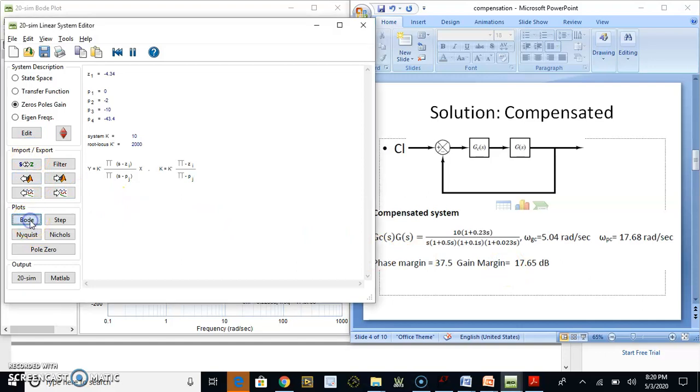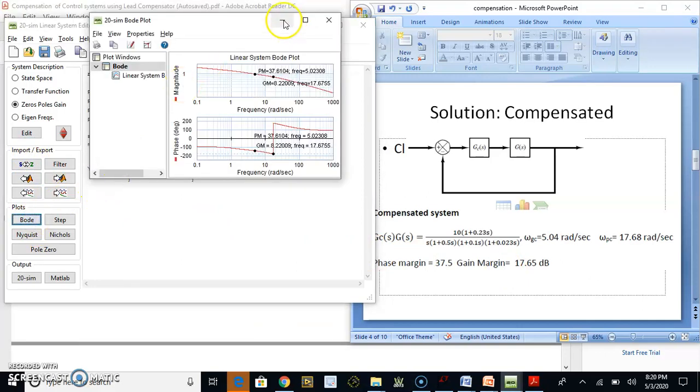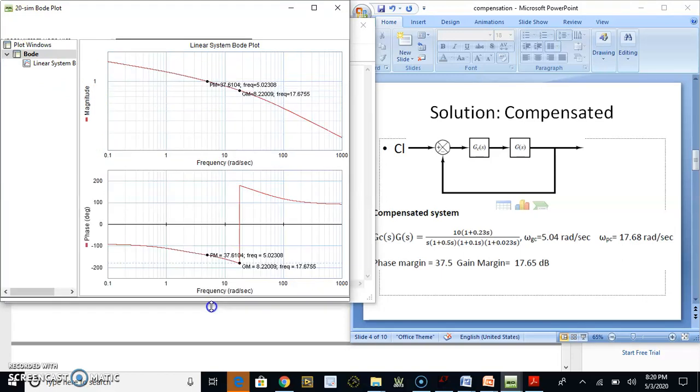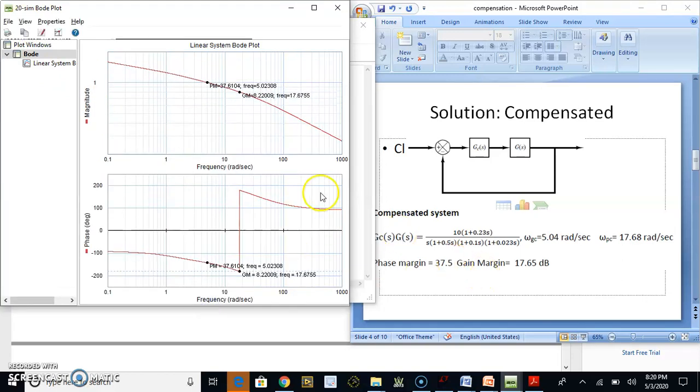So let us go to the Bode plot and find out. If you can see here, the phase margin is 37.61 degrees, which matches. The corresponding gain crossover frequency is 5.02, and the calculated value is 5.04. Omega PC is 17.68, and here it is 17.675, which is very close.